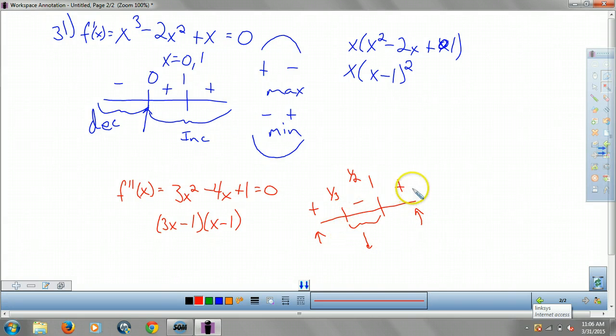Concave up where you're positive, concave down where you're negative. Inflection points are any point where you change concavity, so from positive to negative. So these are your inflection points. Again, I'm not giving you the straight up answer, I'm just telling you how you would find it very easily and quickly. I did the factoring for you.